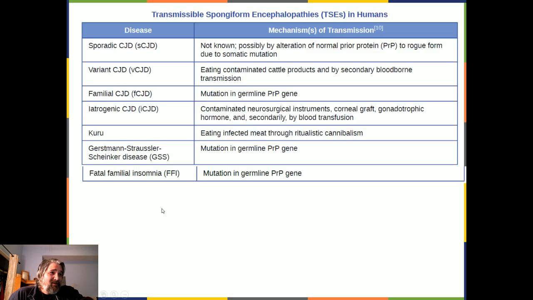Here are some examples. This one's thought to be somatic mutation, sporadic Creutzfeldt-Jakob disease. This is all different types of transmissible spongiform encephalopathy in humans. Here's a variant, familial, iatrogenic, from contaminated neurosurgical instruments or corneal graft, ouch. Kuru, from eating infected meat through ritualistic cannibalism. And here's a couple of other ones.